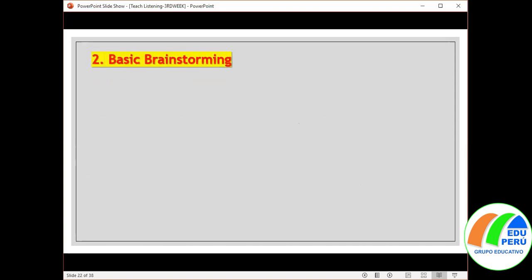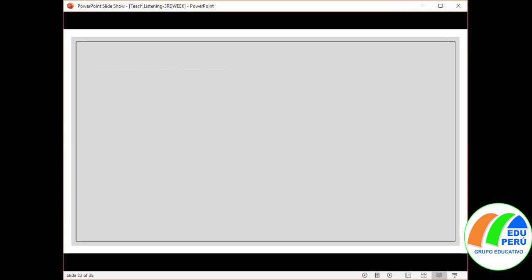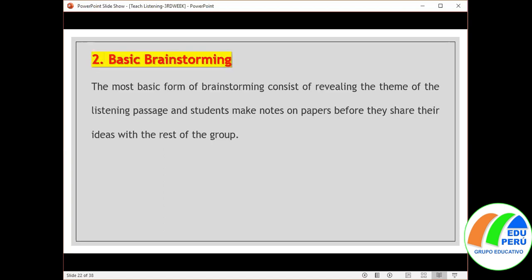This is another common activity, the brainstorming. The most basic form of brainstorming consists of revealing the theme of the listening passage, and students make notes on paper before they share their ideas with the rest of the group. Notice, you have to make it more interactive, all right? So they share the ideas that they have written on paper with the rest of the group. You can divide your students into groups, all right? And they could check the information.